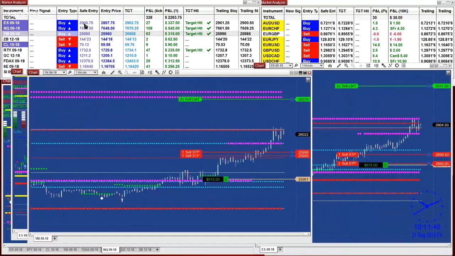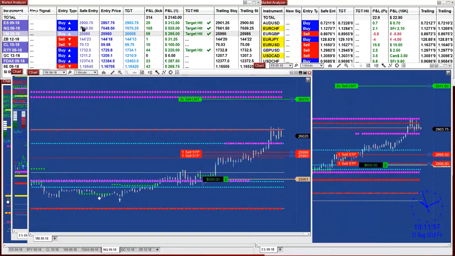And on the pullback re-entry, you can see those numbers. On the pullback re-entry, we have the ES at 2900.75. This is where you need to re-enter the market based on the pullback. So this is very, very important, and it is going to make a difference in your performance.